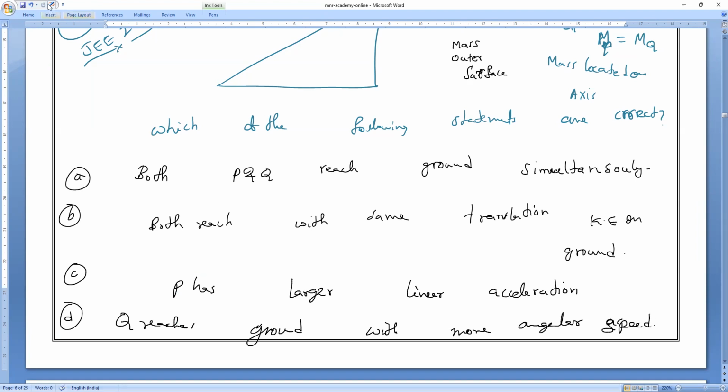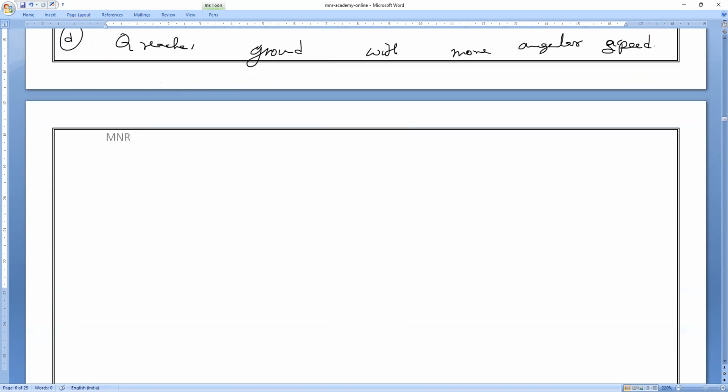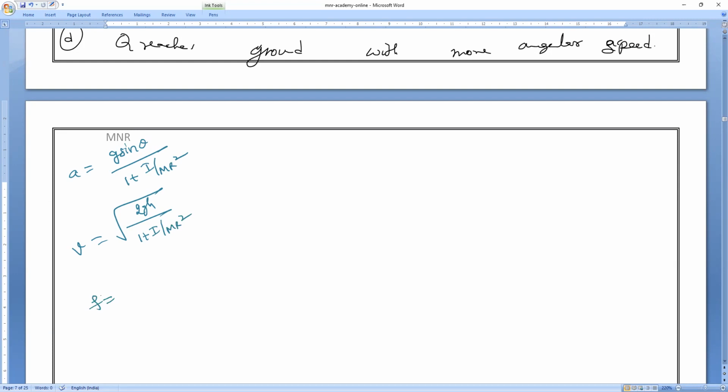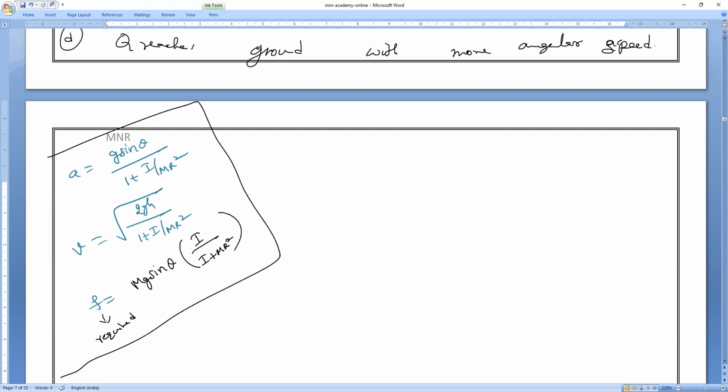So we have to verify which is correct. First, it is an inclined plane. Immediately you all need to remember three formulas. Acceleration: g sin theta divided by 1 plus I divided by mr square. V is equal to root over 2gh divided by 1 plus I divided by mr square. And friction F, the required friction, is equal to mg sin theta times I divided by I plus mr square. These are the formulas which we have learned in today's class.